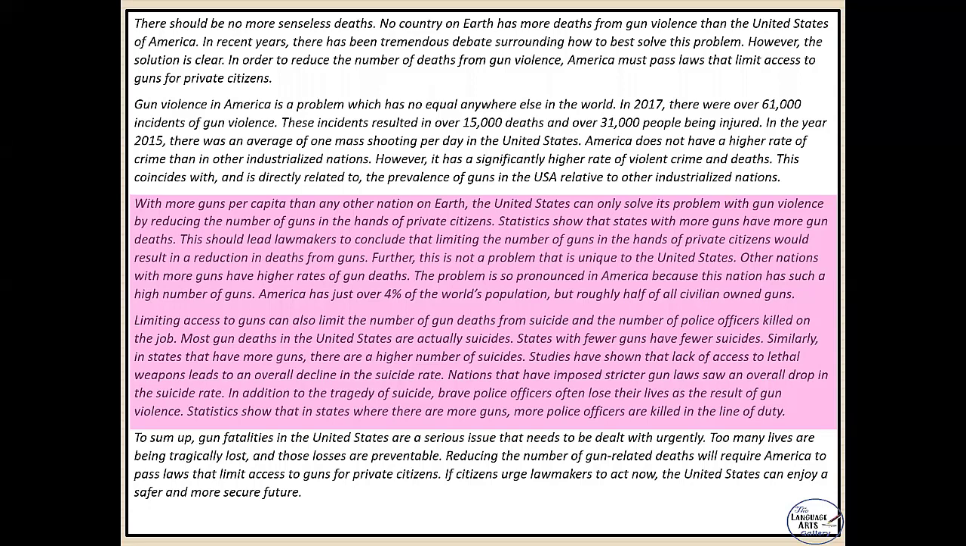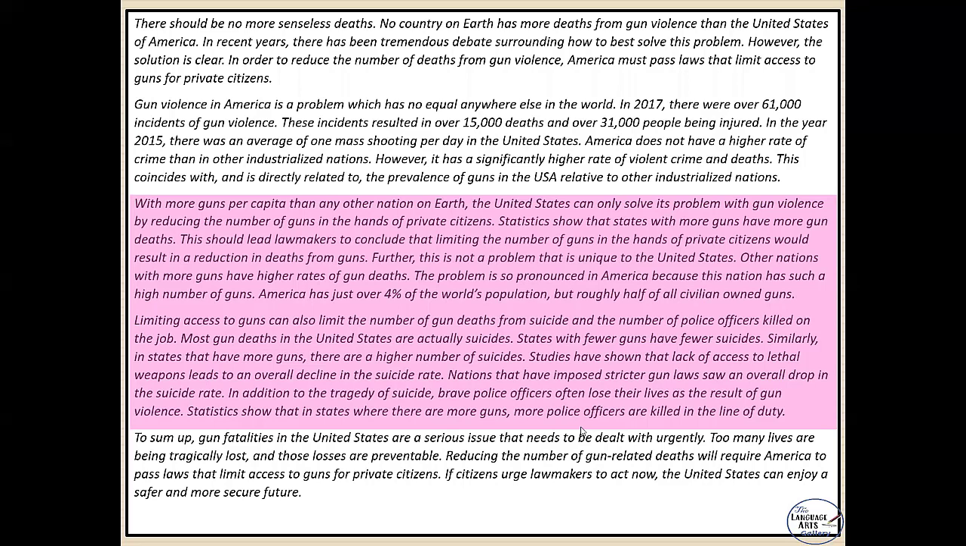So here in these second and third body paragraphs, the author is going to try to convince the reader that his thesis statement is valid. He's arguing for his thesis, which is that we need to limit access to guns for private citizens. So I'm not going to read the entire essay here to you. This is available in my Teachers Pay Teachers store under the Complete Problem and Solution Essay, so you can access it there. But I think the author does a very good job of arguing his or her point.